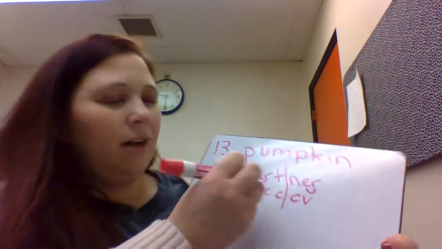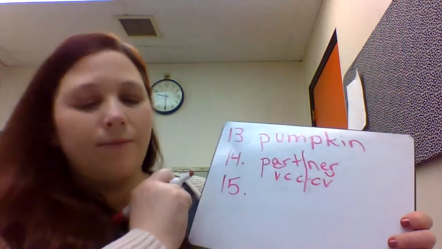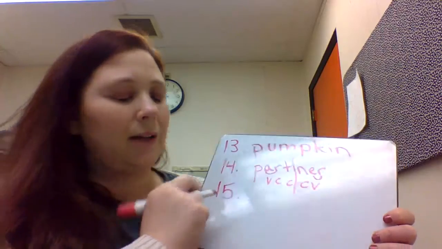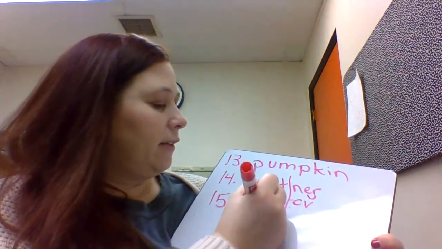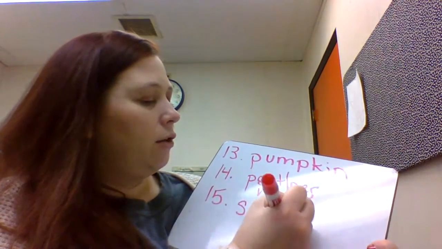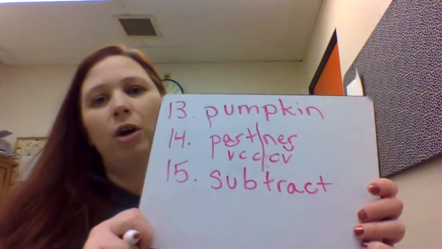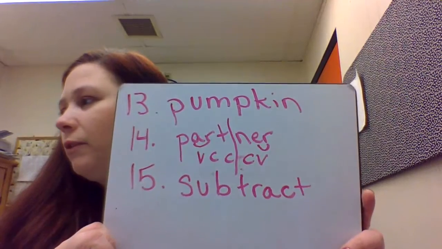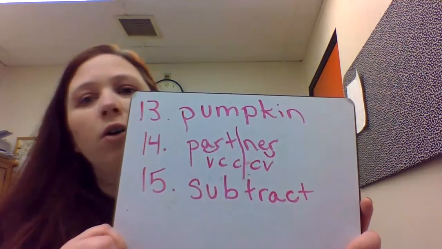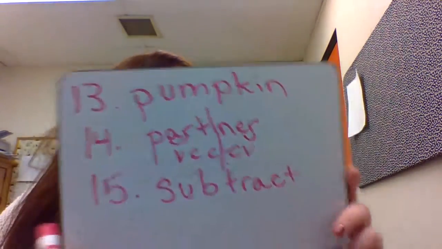Number 15, again, you don't have to code that, just write it down. Number 15 is subtract. Subtract. All right, make sure you have these 3 down, and then we are going to move on to coding.